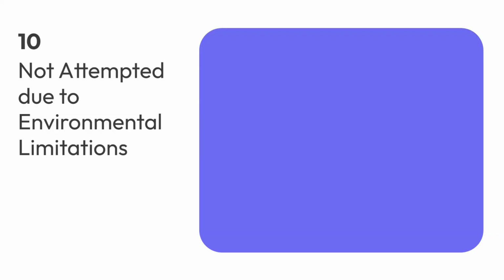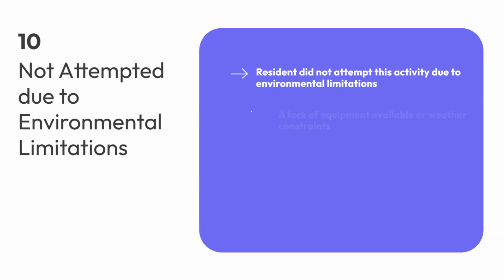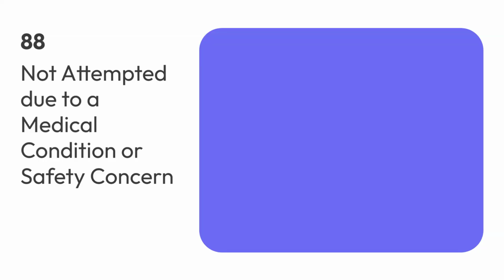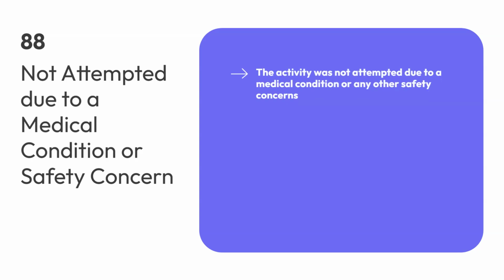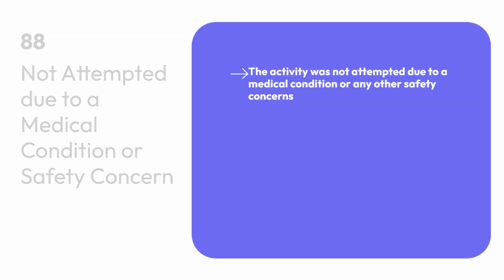Following will be 10, for not attempted due to environmental limitations. This is an appropriate choice if the resident did not attempt this activity due to environmental limitations. For example, a lack of equipment available or weather constraints. And lastly, 88, not attempted due to a medical condition or safety concerns. Use this if the activity was not attempted due to a medical condition or any other safety concerns.